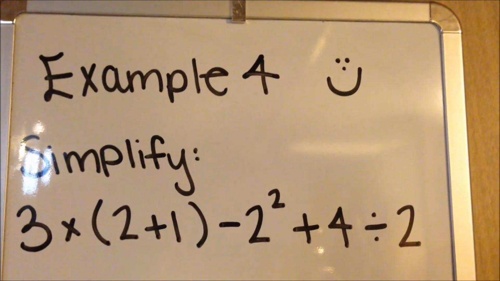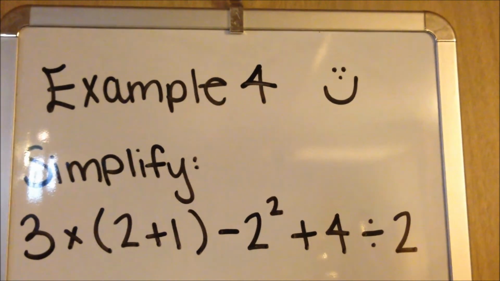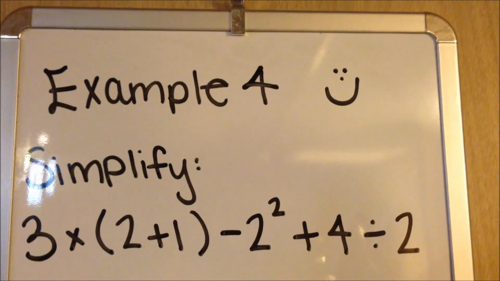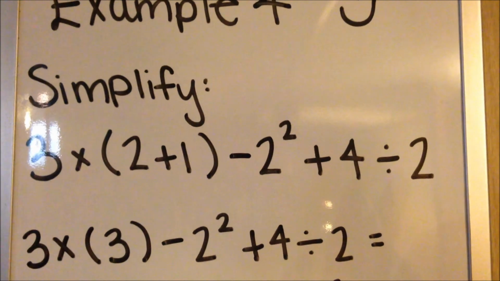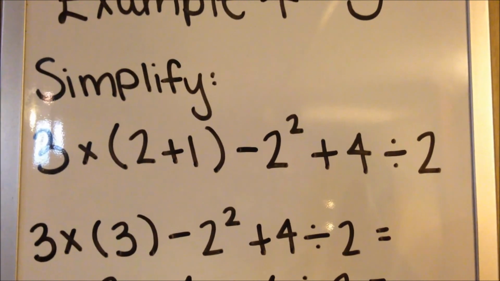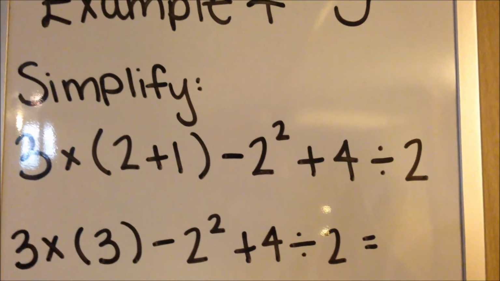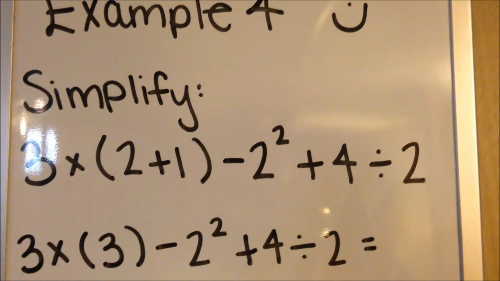Okay, so let's think about this. What's our first step? Well, do we have any parentheses to simplify? Yes, we do. We have the quantity 2 plus 1. So all I'm going to do in the first step is simplify the parentheses, 2 plus 1. I'm rewriting everything else the same exact way. So we have 3 times 3, and then minus 2 squared plus 4 divided by 2.